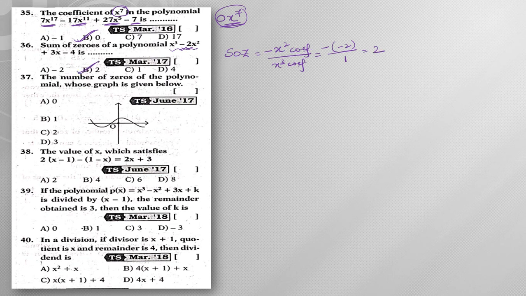Next, the number of zeros of the polynomial whose graph is given below. Now let us see my graph. At how many points is it intersecting the x-axis? It is intersecting the x-axis at 3 points. Hence the answer is 3 zeros.